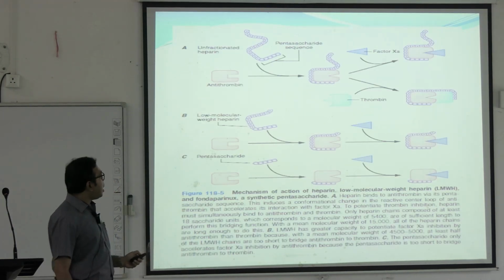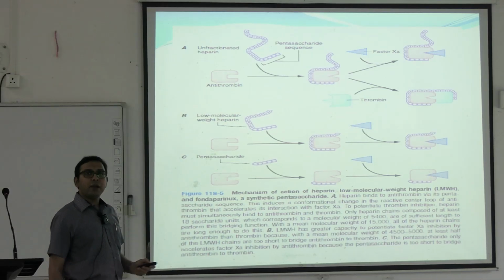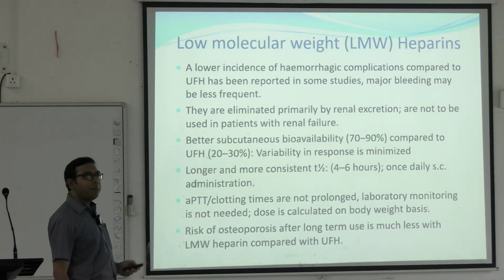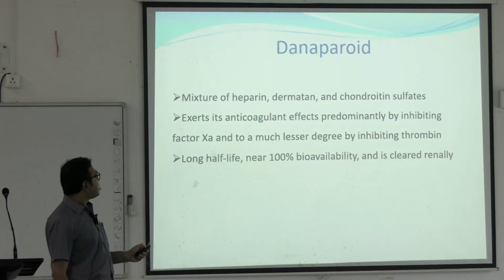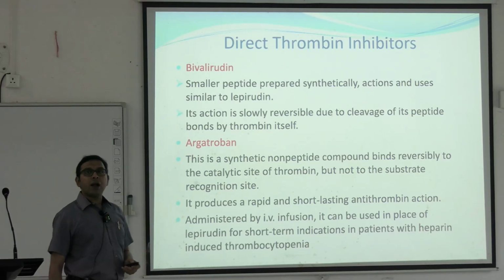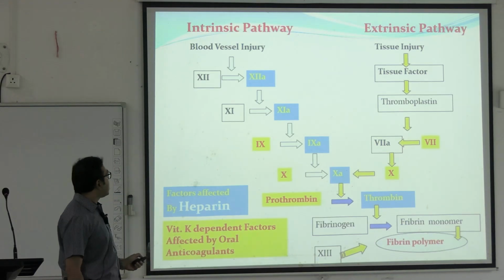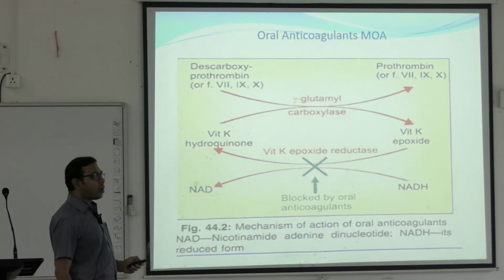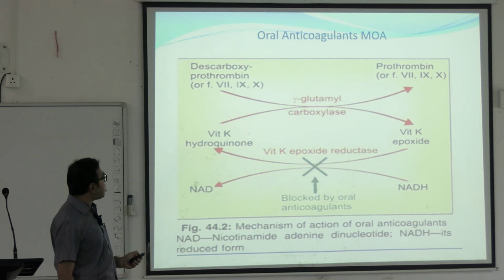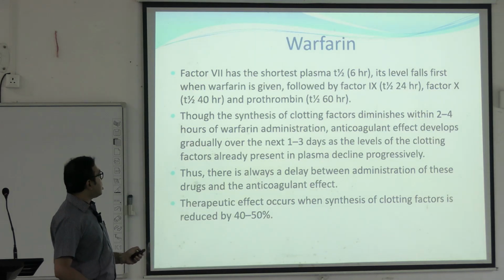Heparin-induced thrombocytopenia and how it is to be treated. There are some direct thrombin inhibitors: bivalirudin, argatroban, lepirudin. And we have started with the warfarin. This is the mechanism of action of the warfarin.